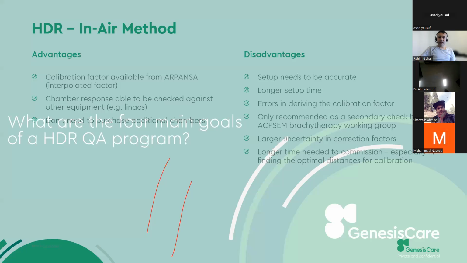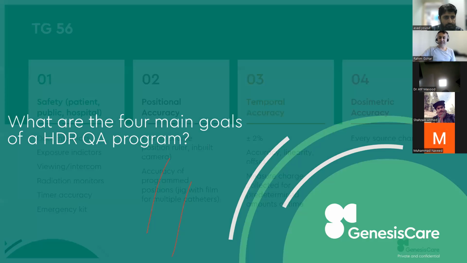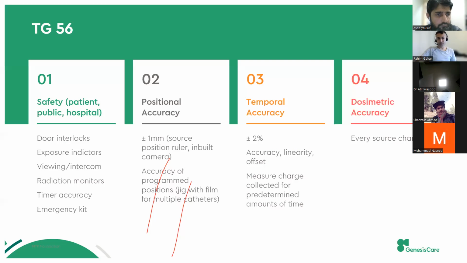So, what are the main goals of the HDR program? So definitely the most important thing is the safety of your patient, the staff and the public, and therefore you have your door interlocks, you have an independent radiation monitoring system. One is with your console, right? It gives you when the source is in and out, but you have an independent monitoring system as well. Intercom, radiation monitors, time accuracy.